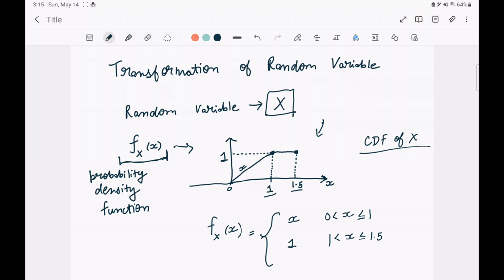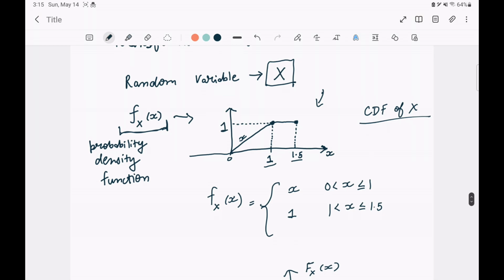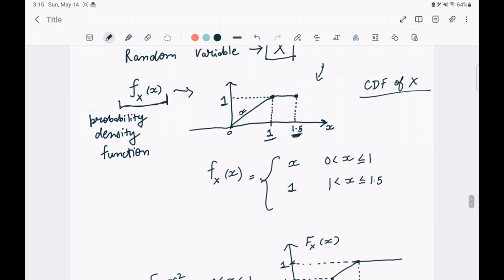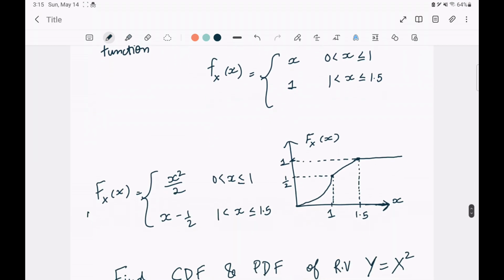I'm taking the same random variable x which I had taken in the previous video, where the probability density function f of x was defined as this, where it increased linearly from the range 0 to 1 and stayed constant at a value 1 between the range 1 to 1.5. And in the previous video we had found the cumulative distribution function of this random variable x, which is capital F of x, this.